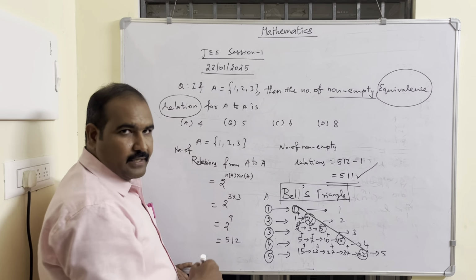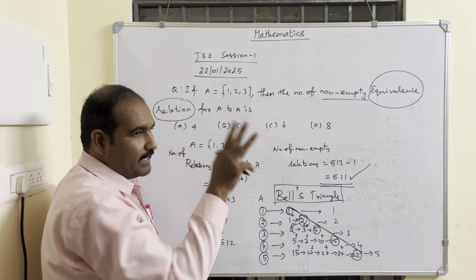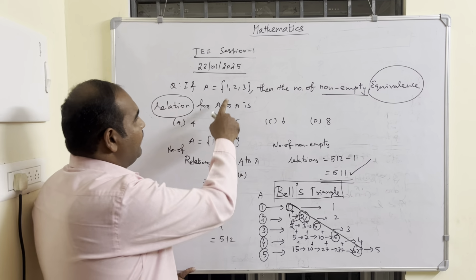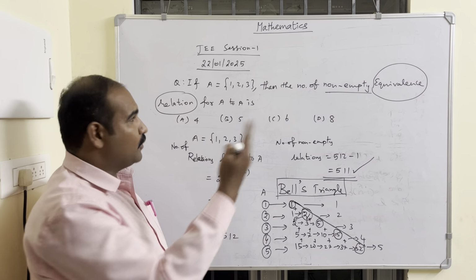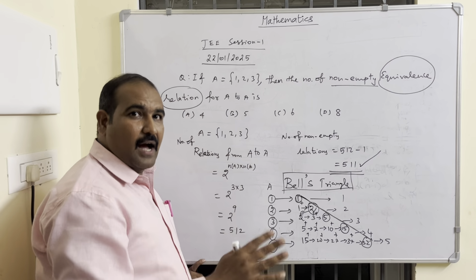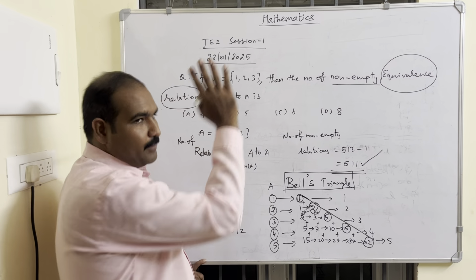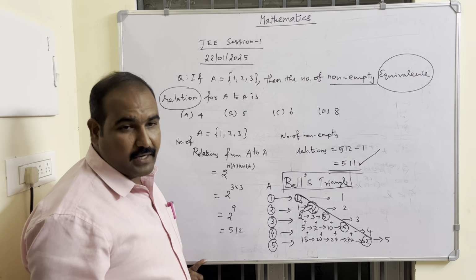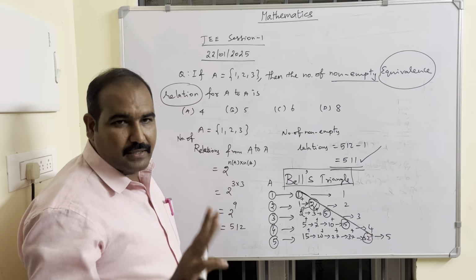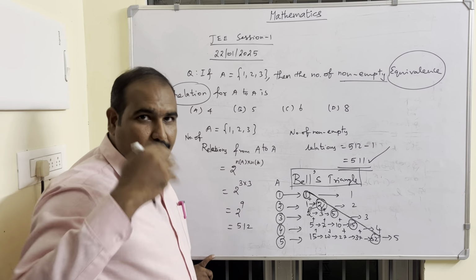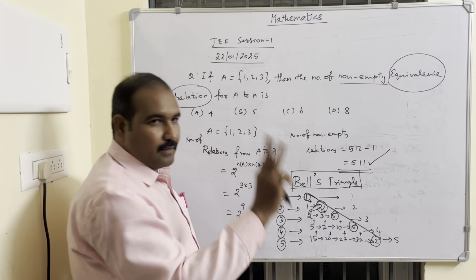In the given question, the set A contains 3 elements, 1, 2, 3. Whatever the elements may be, in some questions they will ask A, B, C. In some questions they will ask 10, 12, 13. In some questions they will ask A, E also. In some questions they ask horse, donkey, monkey, whatever it may be. It is only 3 elements. The number of elements is what matters, not what the elements are. Whatever the elements may be, there are totally 3 elements only.